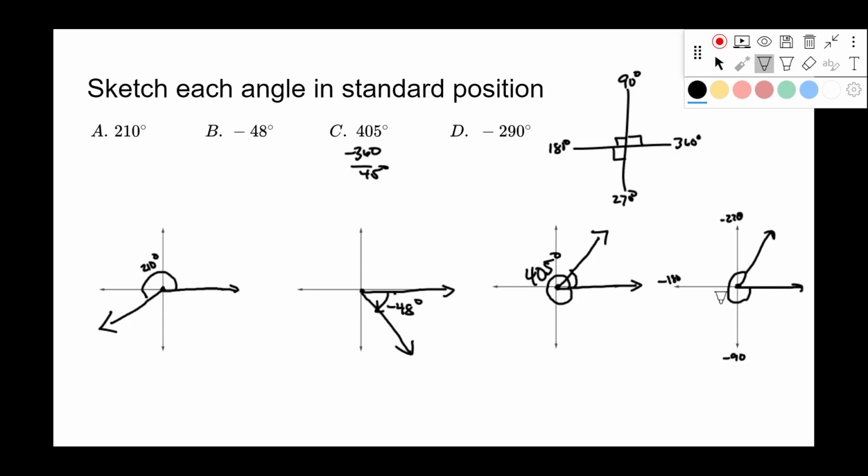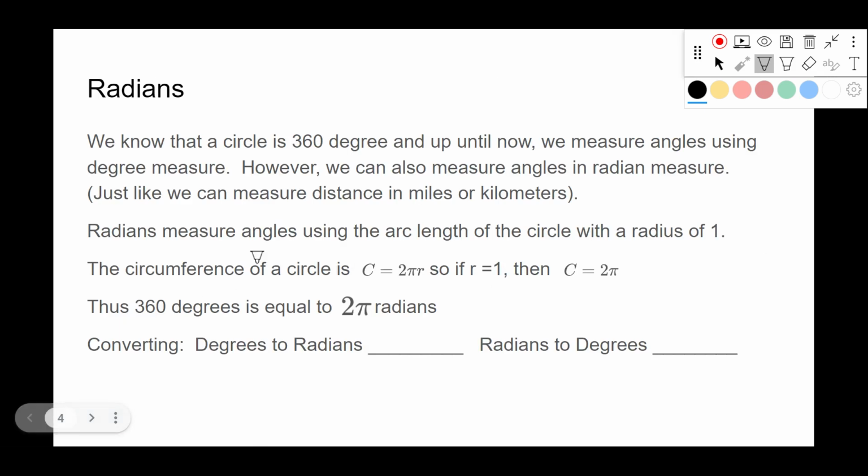That angle all the way around is negative 290 degrees. Okay, so that's how we draw angles in standard position. Depending on whether or not the angle is positive or negative, that's the direction that you have to move. All right? Okay, so now that's degrees.